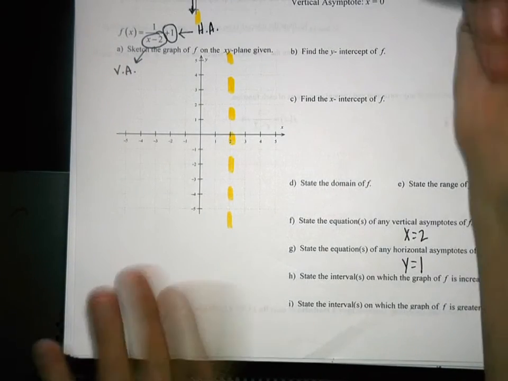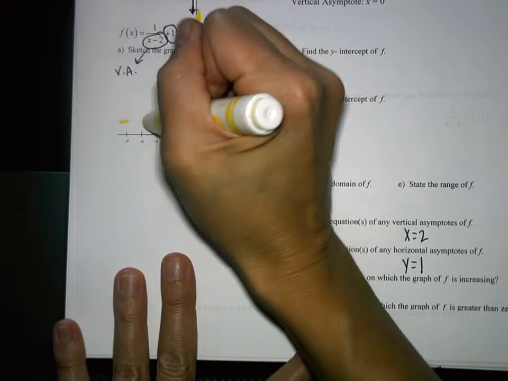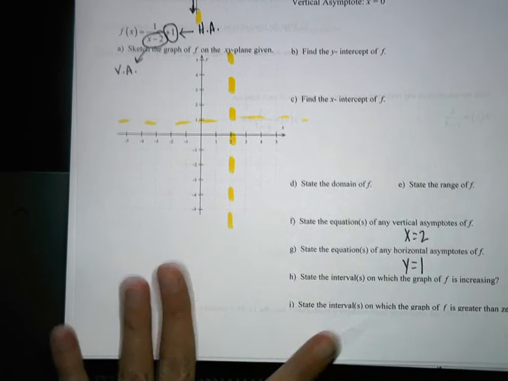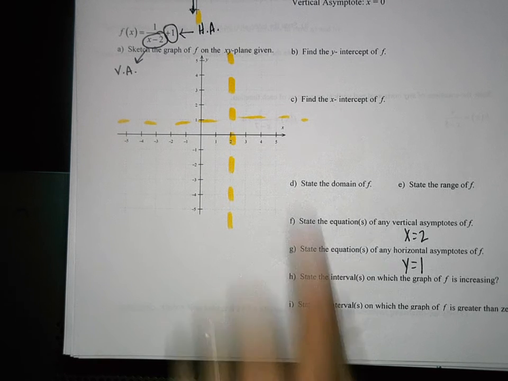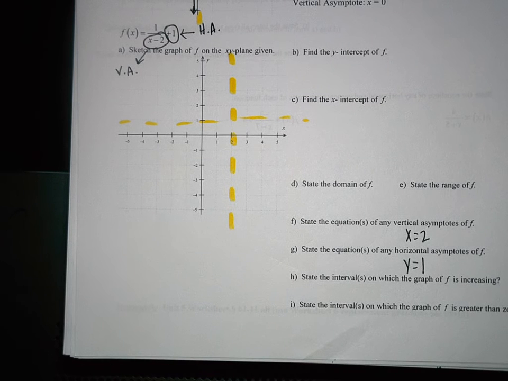So my horizontal, I'm going to go up to y equals 1, and I am going to make that dotted line through there. Okay, any questions up to this point? All right, so now we want to find the Y-intercept. Does anyone know how to find the Y-intercept?